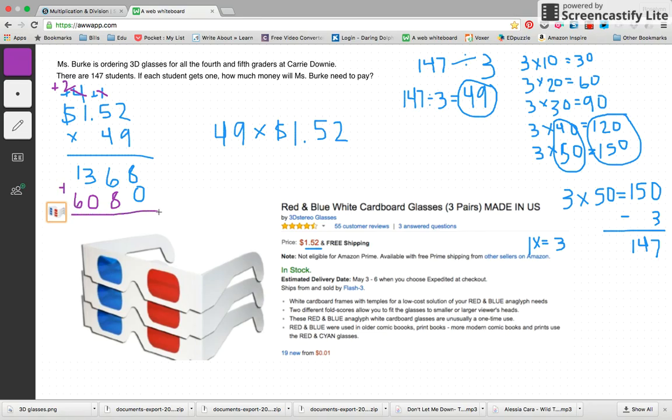Add them all together. That gives me 8, 14, don't forget about the decimals. So there are 2 spots. And I'm going to go 1, 2, place my decimal there. So the total cost would be $74.48.